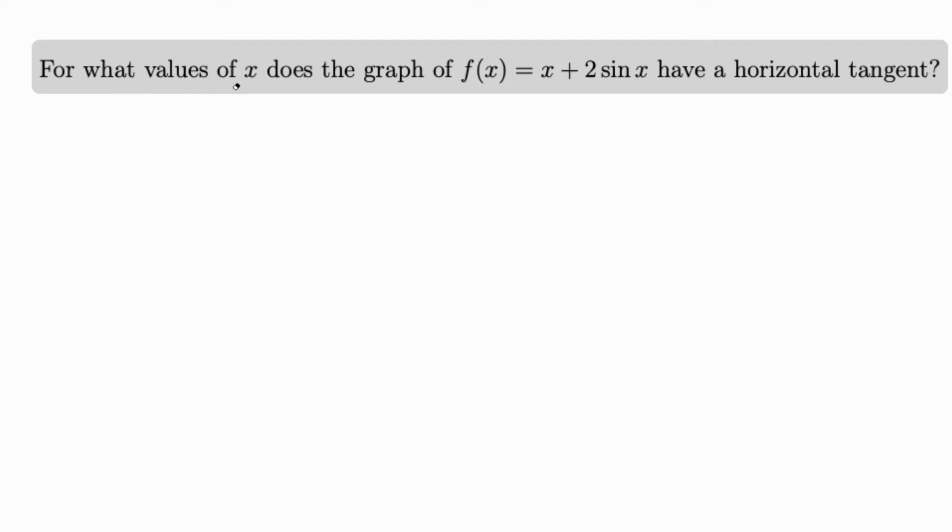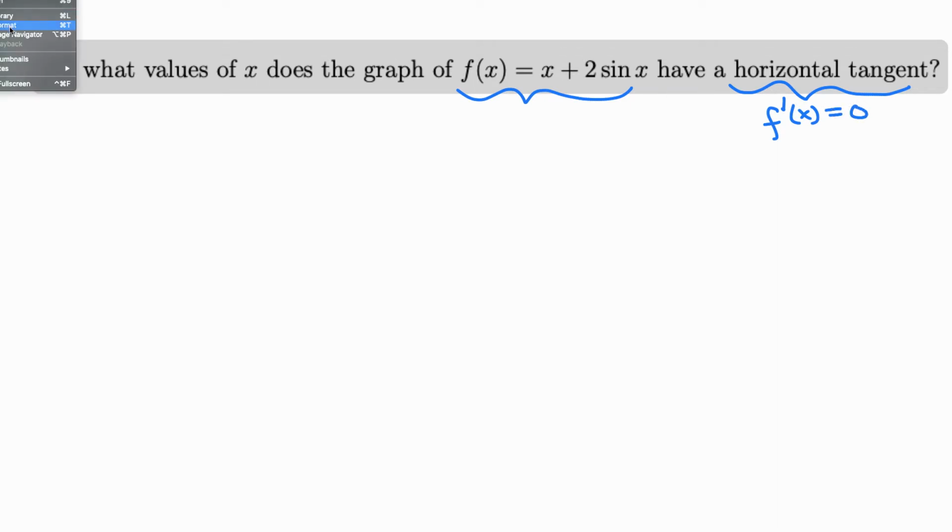For what values of x does the graph of f equals x plus 2 sine x have a horizontal tangent? So horizontal tangent means the slope of tangent line is 0, and slope of tangent line for this function means derivative 0. So we need to solve the equation setting derivative 0.